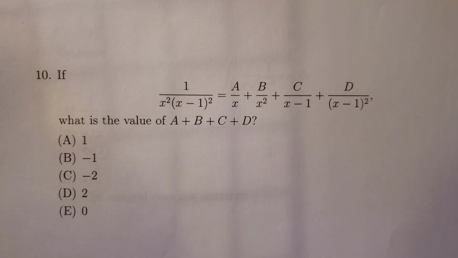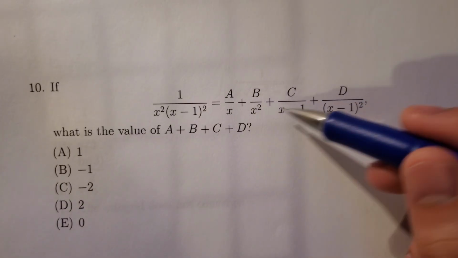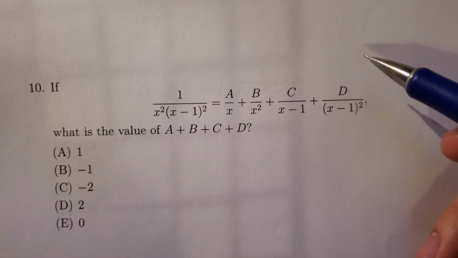All right, number 10. If 1 over x squared times (x minus 1) squared is equal to a over x plus b over x squared plus c over x minus 1 plus d over (x minus 1) squared, then what is the value of a plus b plus c plus d? So this is another partial fraction decomposition question. Unlike the other partial fraction decomposition question on this exam that focused on the actual decomposition, this one is focusing more on figuring out what the a, b, c, and d terms are. And they've already conveniently done the initial decomposition for us, so that saves us a little bit of time.